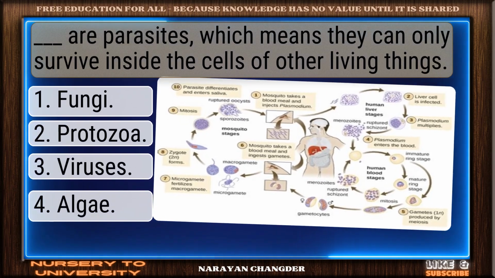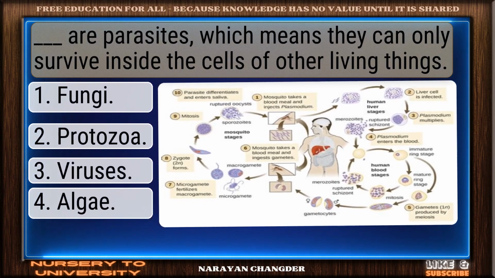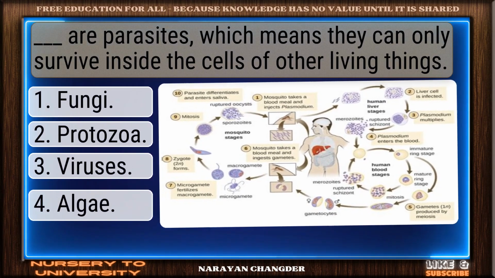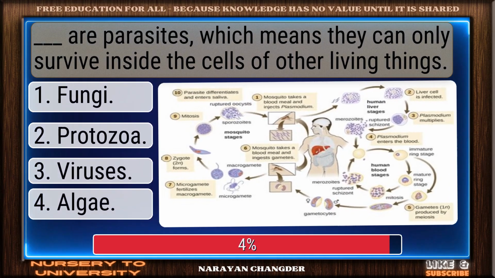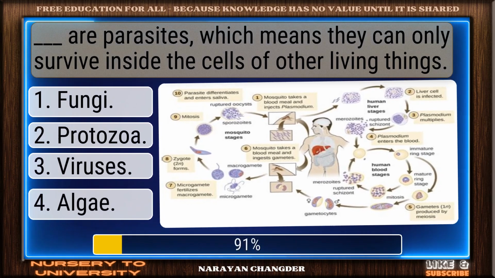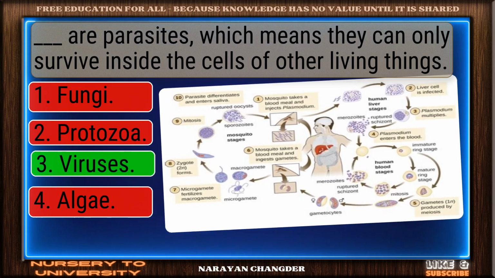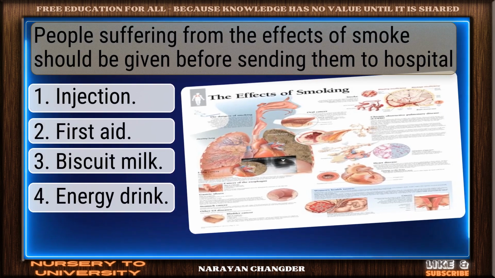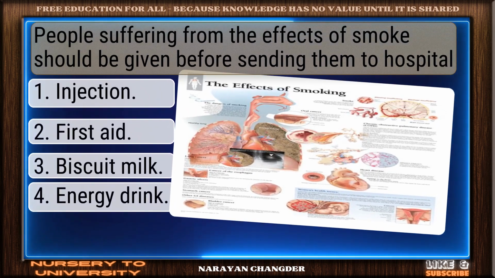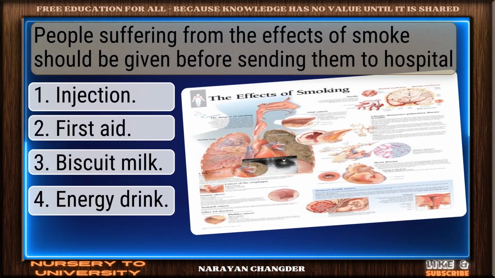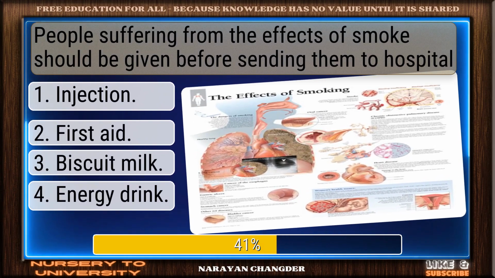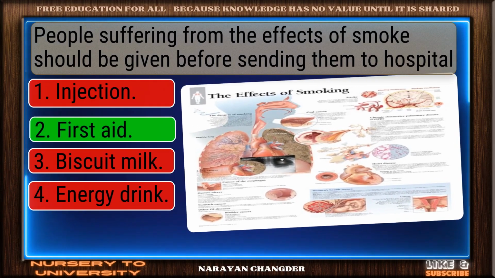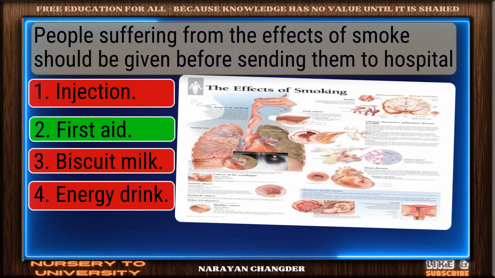Dash are parasites, which means they can only survive inside the cells of other living things. Perfect. Viruses is the correct choice. People suffering from the effects of smoke should be given dash before sending them to hospital. Right again. First aid is a valid answer.